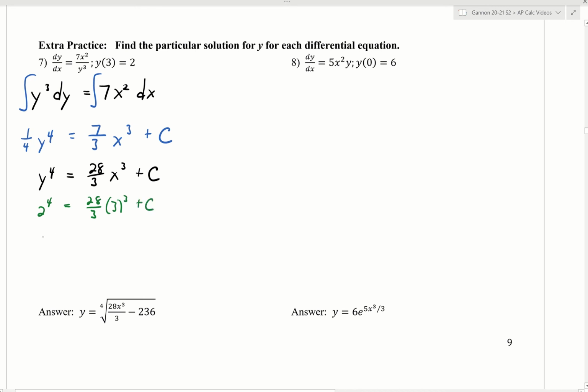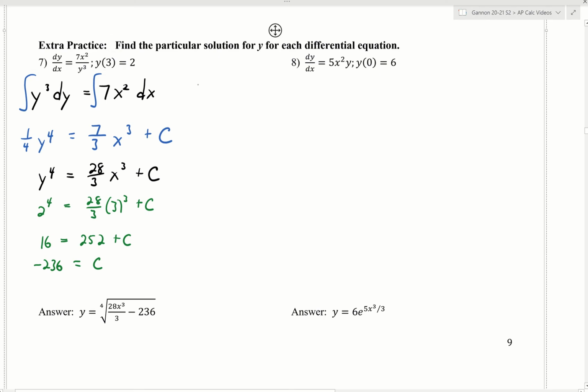2 to the 4th power, that's going to give us 16. 3 cubed is 27, but we could divide by 3 to get 9. So 28 times 9 is going to be 252 plus c. And that ends up giving us c of negative 236.